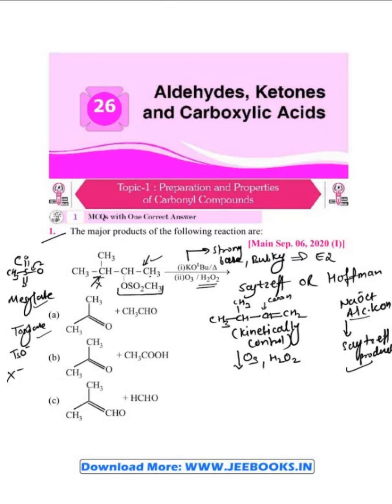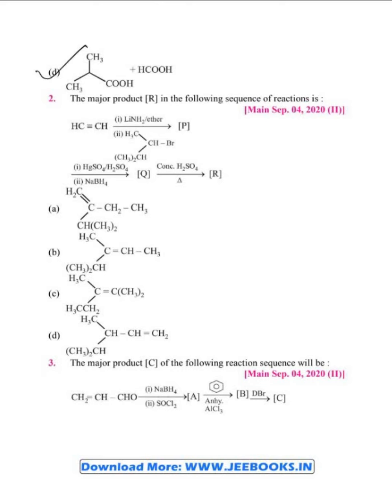So here both are monosubstituted, so what you will get, just convert the double bond carbon to the carboxylic acid like this, and then this will be formic acid. So the correct answer will be D.